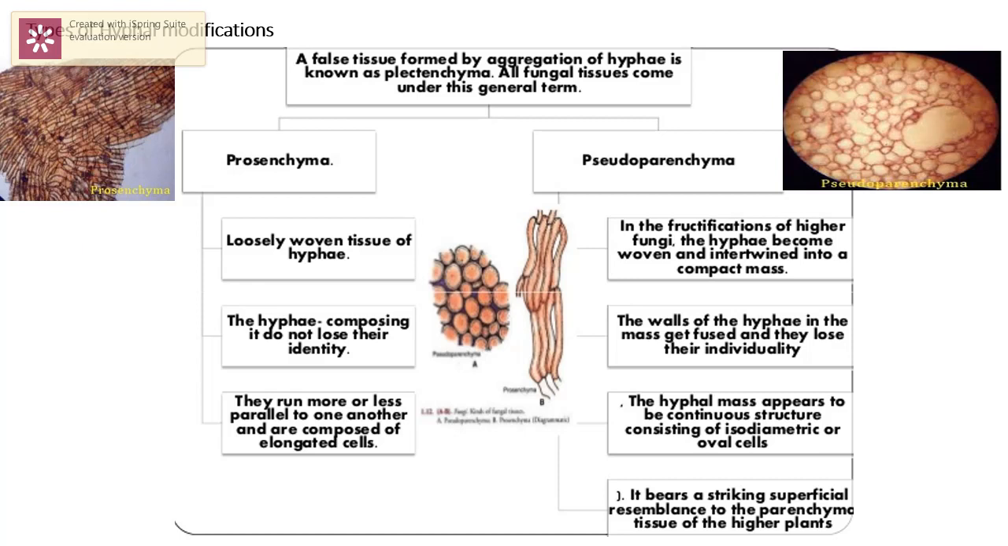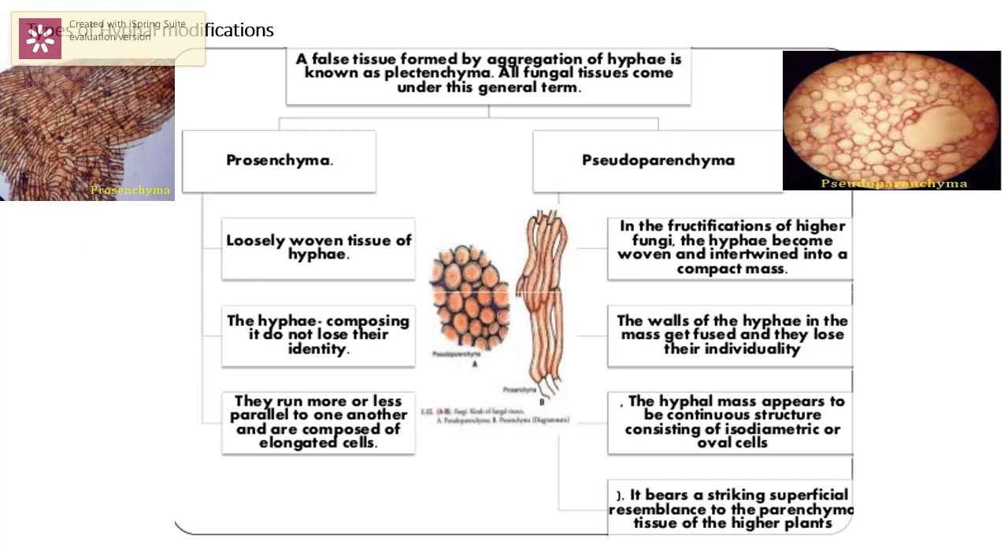Now in this picture you can see there are two types of hyphal modifications. First is prosenchyma, second is pseudoparenchyma. In prosenchyma, what happens? It is the loosely woven tissue of the hyphae. When hyphae loosely come together and they loosely attach together, that type of tissue is known as prosenchyma.